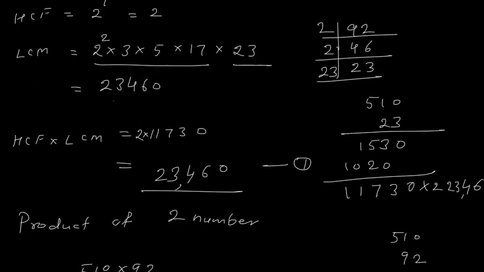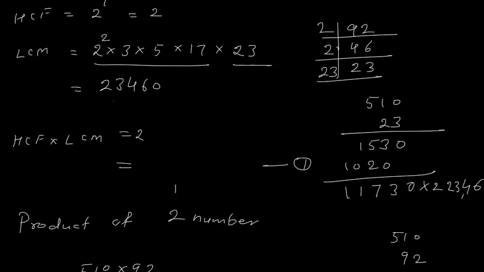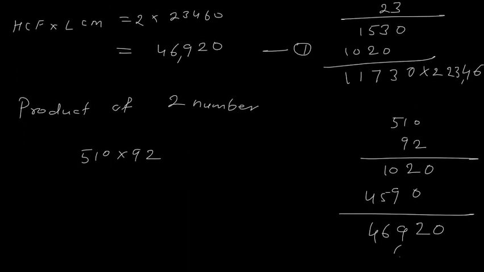Now this 23,460 I have to multiply by 2. So here 2 into 23,460. So this is 0, 2 6s are 12, 1, 2 4s are 8, plus 1 is 9, 2 3s are 6, 2 2s are 4, 46,920. And what am I getting here? Here also I am getting 46,920.